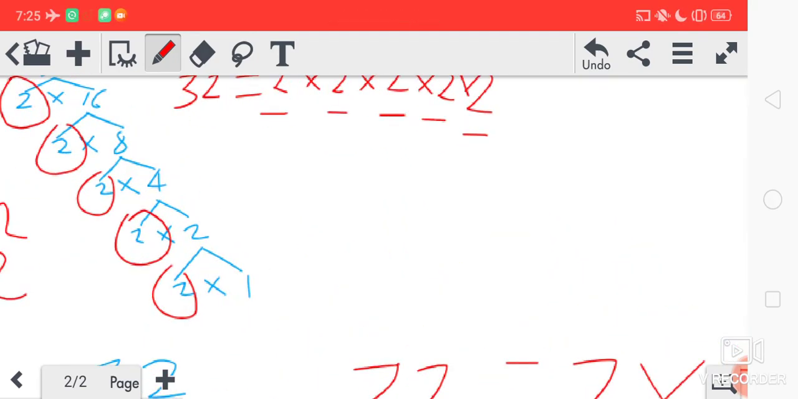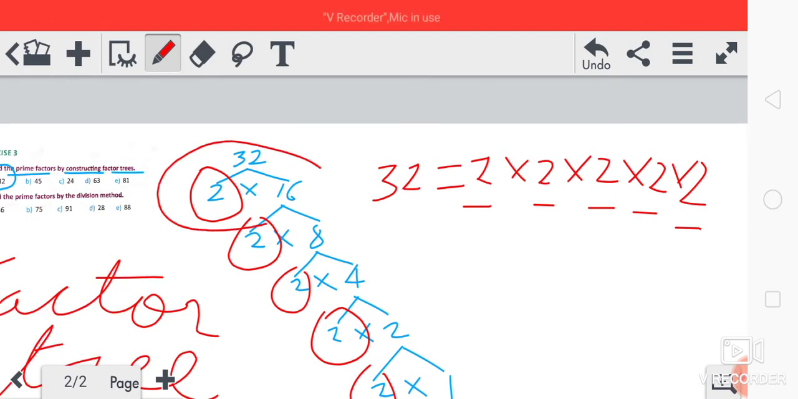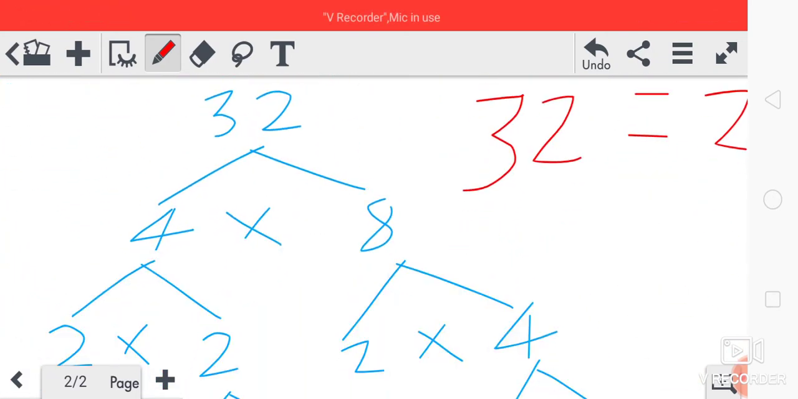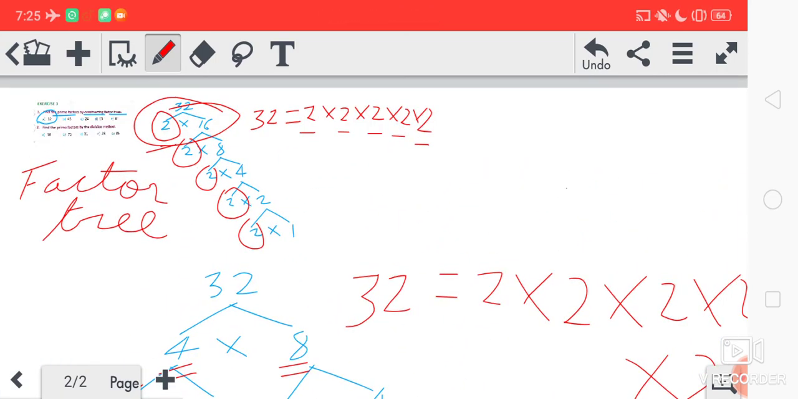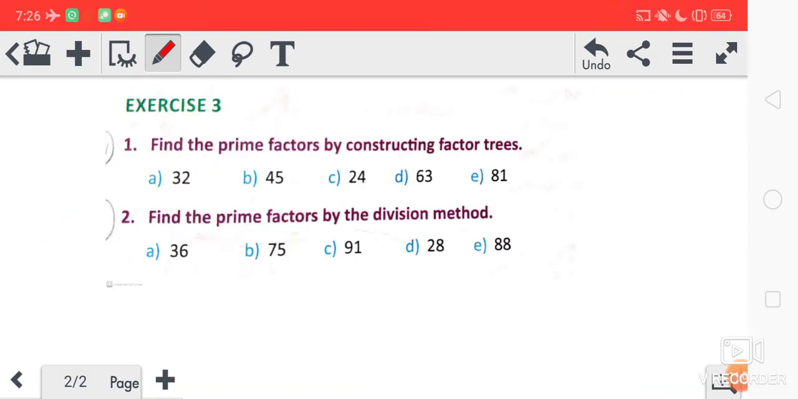Okay, here we have done 2 into 16. So the left part 2 is left. Now 16 we have expanded this part. Here 32 we have written in 4 into 8 parts. So on the left side also and the right side also we have made the branch. Okay, so this is the way to find the factor tree of any number. Got it? I hope this is clear to you. So I hope the factor tree of 45, 24, 63, 81 you can do on your own.